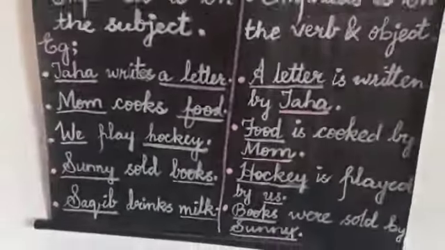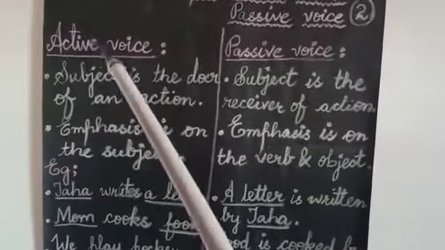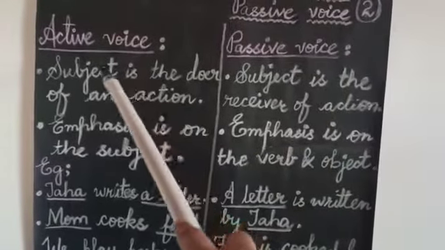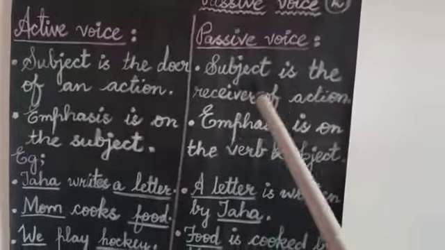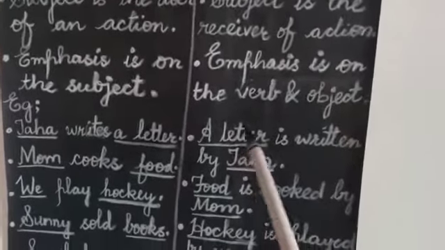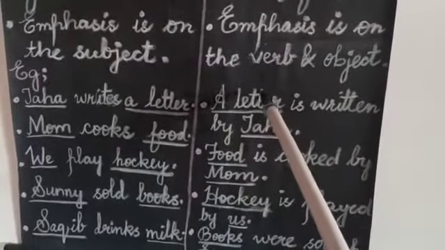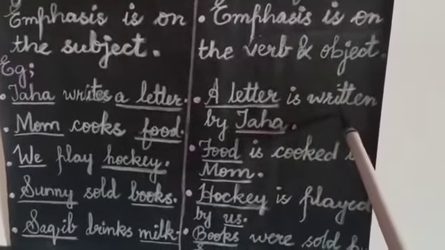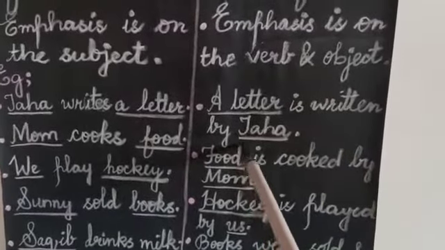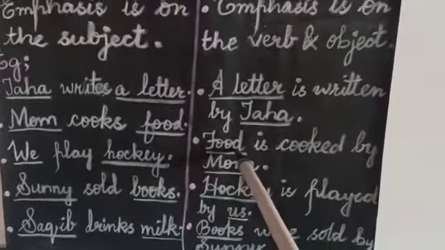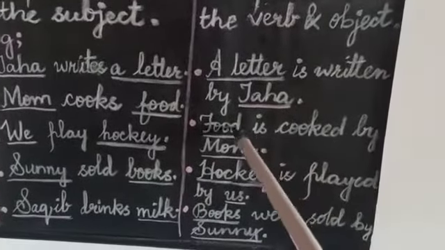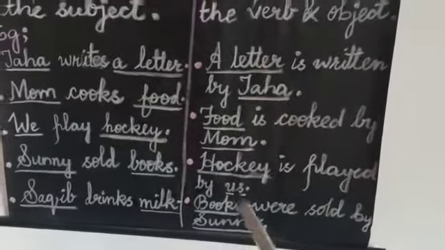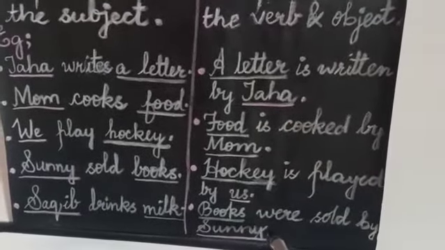Now my dear students, you will again have a look at this active and passive voice. Active voice is when the subject is the doer of an action, and passive voice is when the subject is the receiver of the action. Here we are talking about this letter, so it is the subject but it is not the doer, it is the receiver of the action. Here food, it is the subject, we are speaking about this food, but here it is not the doer of this action, it is the receiver. So these sentences, these very sentences, they are all in passive voice.